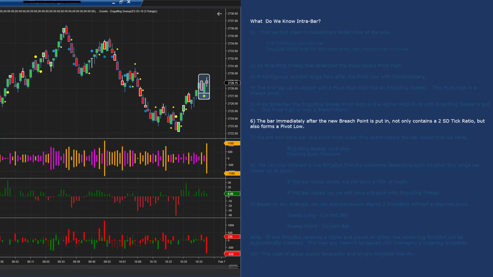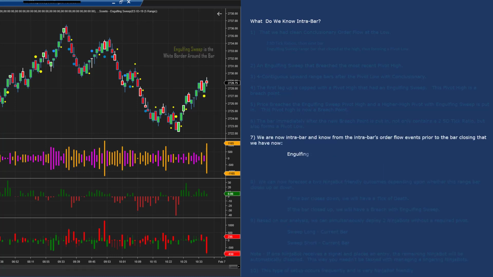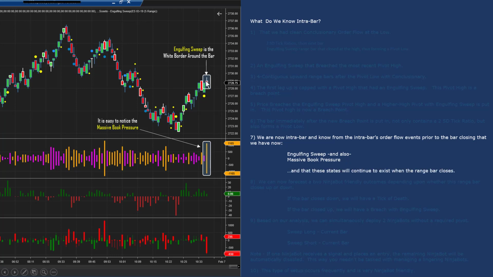The bar hasn't closed yet, and you will see that we have the bar formed already with white around it, so we know that we have engulfing sweep. Whether the bar closes up or down, you'll have engulfing sweep. And also we have massive book pressure in the book. So we've had a down move that concluded, then we had a lunge up, a little bit of a breach point, and then boom, what looks like buying is coming in, or perhaps conclusionary selling. We don't know. It's intra-bar. Once the bar closes, these states will remain. The book pressure will not disappear, and the white will not disappear.